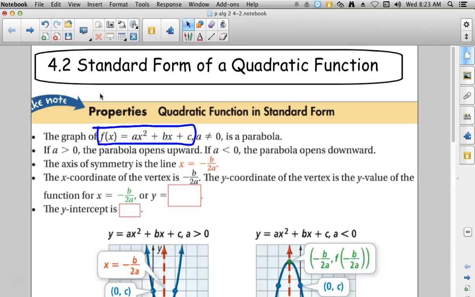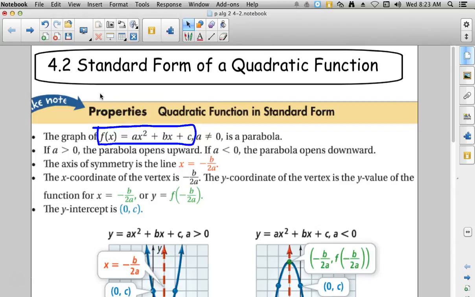So if we have the x-coordinate, we'll go ahead and put that x-coordinate into our equation, and that will give us our y value. Notice that's in function notation there. We're saying f of negative b over 2a, which means we're going to take negative b over 2a and plug it into the original equation. So then we'll have our vertex. The y-intercept is (0, c).